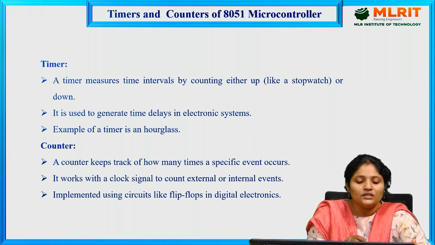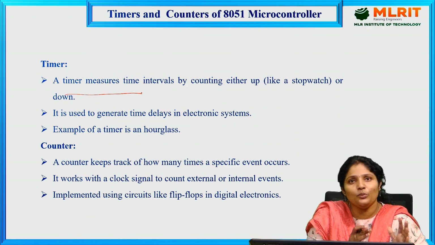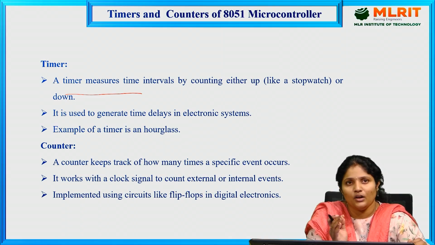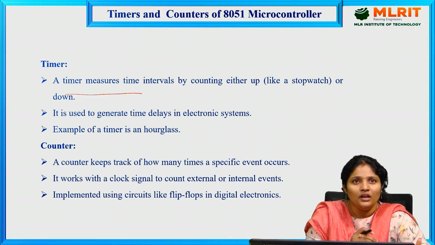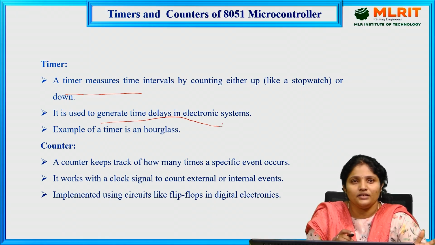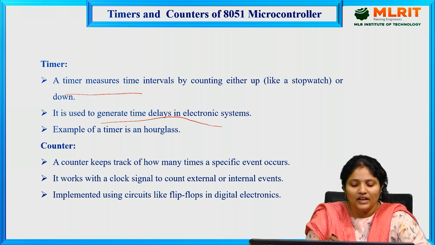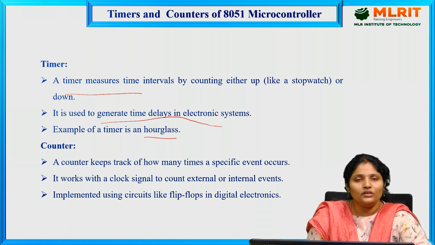Now what is the purpose of having a timer, and what is a counter? A timer measures intervals by counting either up or down, like a stopwatch. It is used to generate time delays in electronic systems, for example in microwaves, and in every electronic gadget we use at home. An example of a timer is an hourglass, which calculates up and down. Then what is the counter?